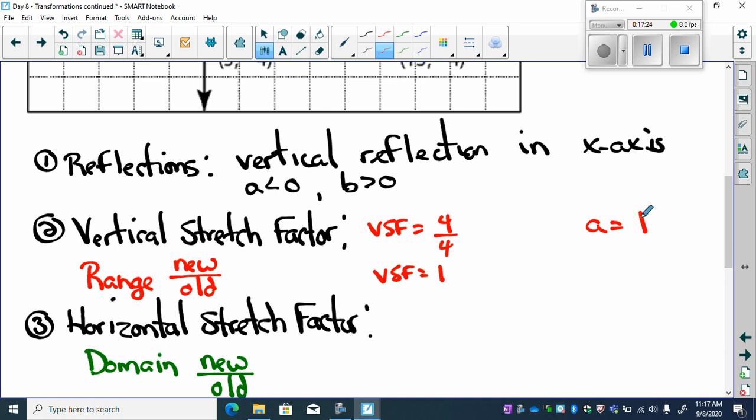Now be careful. Look above. Is it a positive 1 or a negative 1? Well, because there was vertical reflection in the x-axis, this tells me to put the negative here.